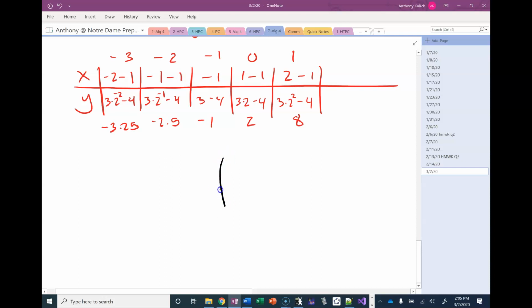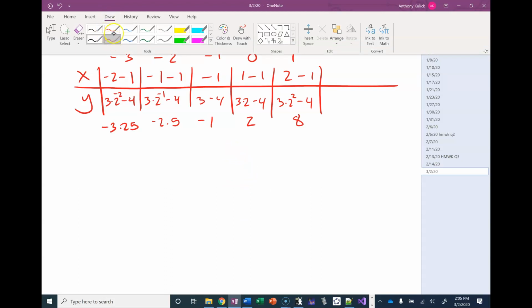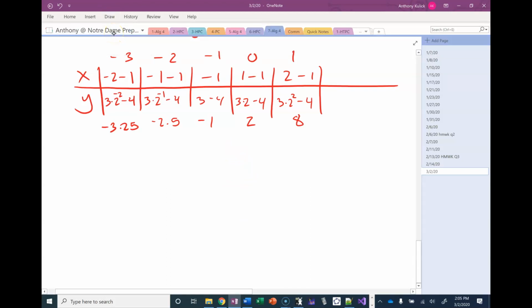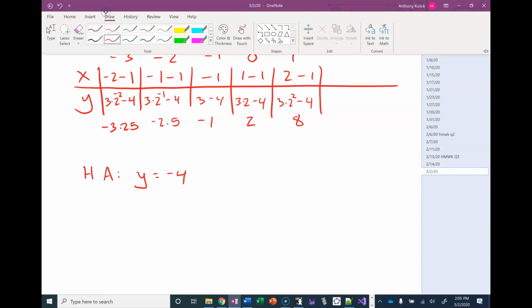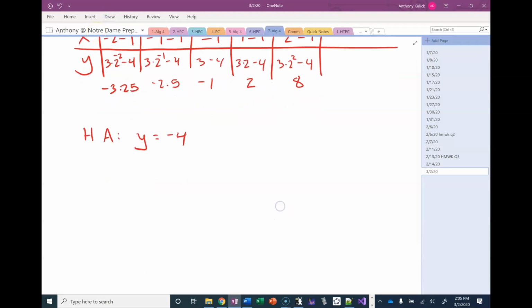All right, so let's go ahead and draw our graph. Oops, we're not done yet. So we have our table. What else do we need though? Horizontal asymptote. Yep, very good. Horizontal asymptote, which we can find by y equals k. So in this case, that's just y equals -4.